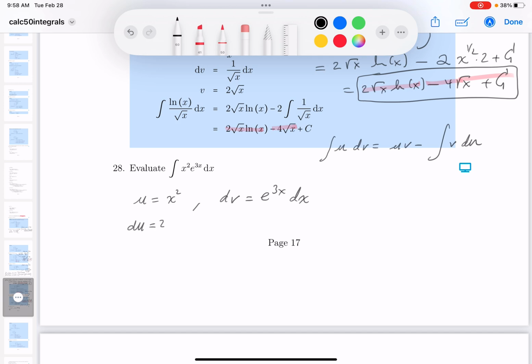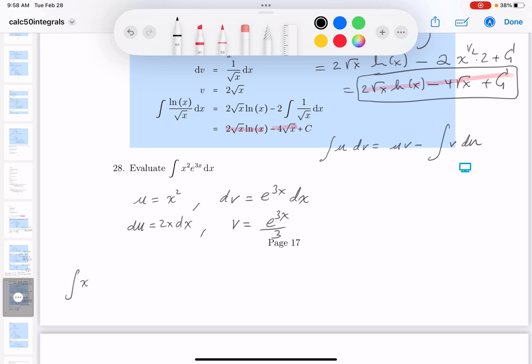That would be 2x dx. The v, let's be careful, I have to integrate, right? So it's going to be e to the 3x over 3. I don't worry about the integration constant until the end of the problem, by the way. So I think I'm ready to write this down now. Let me write this over here.